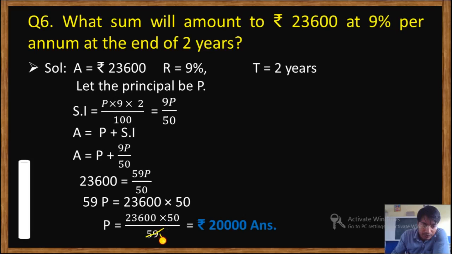59 1 ja 59, 59 4 ja 236, okay. Now give 20, okay. So now here we have 400 into 50. When you multiply, you will get 20,000. This is the answer, okay.